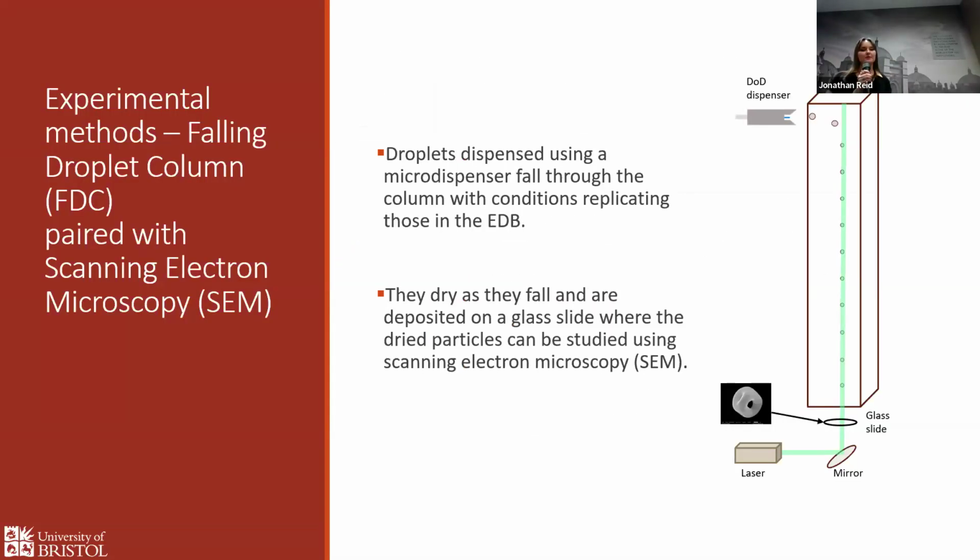We also use the falling droplet column paired with scanning electron microscopy. So in this, you use the same droplet on-demand dispensers, dispensed at the top of a long column, and they dry under the same conditions as we used in the EDB, so the same RH and temperature. And then at the bottom, once they're dried, we collect them on a glass slide, which we can then take and use to do SEM analysis and get these pictures from, so we can study the morphology visually.